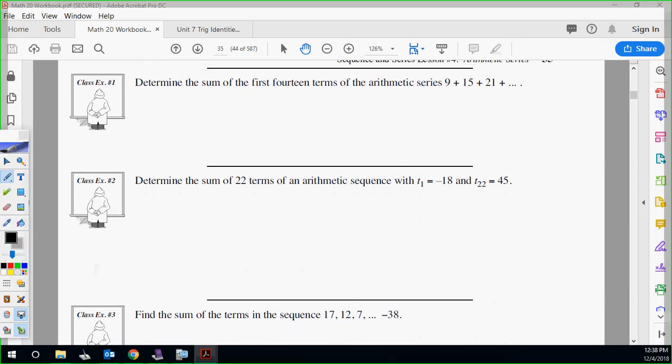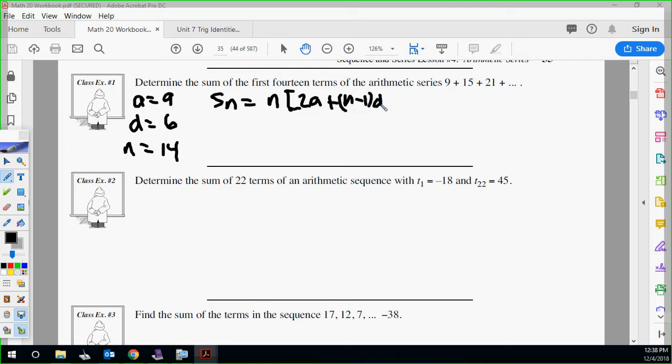So let's try a couple here. We're just using the formula. Find the sum of the first 14 terms of the arithmetic sequence 9, 15, 21. Let's write them down first. So a is 9, common difference is 6, and n is 14. We have everything we need, so now we plug it in. I'll write the formula one more time: S sub n is n times 2a plus n minus 1 d, all over 2.